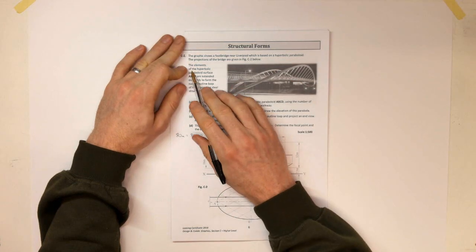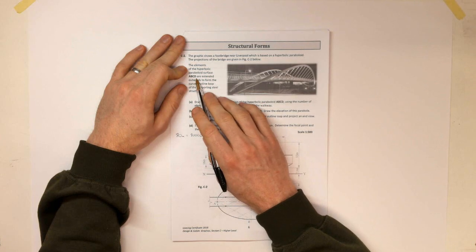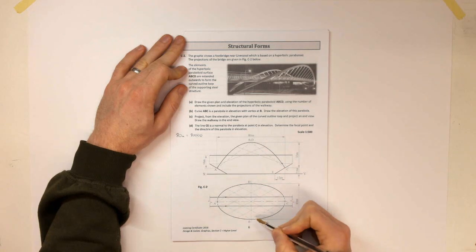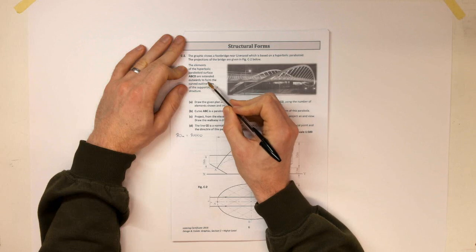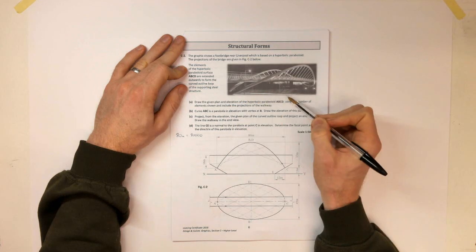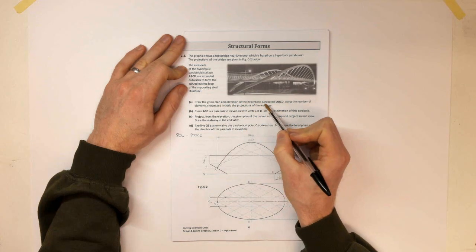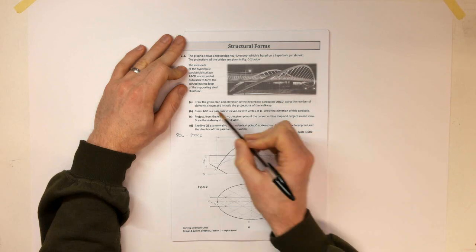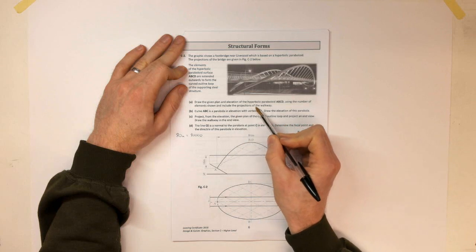The elements of the hyperbolic paraboloid surface A, B, C, D, and A, B, C, D are extended outwards to form the curved outline loop of the supporting steel structure. Draw the given plan and elevation of the hyperbolic paraboloid ABCD using the number of elements shown and include the projections of a walkway.